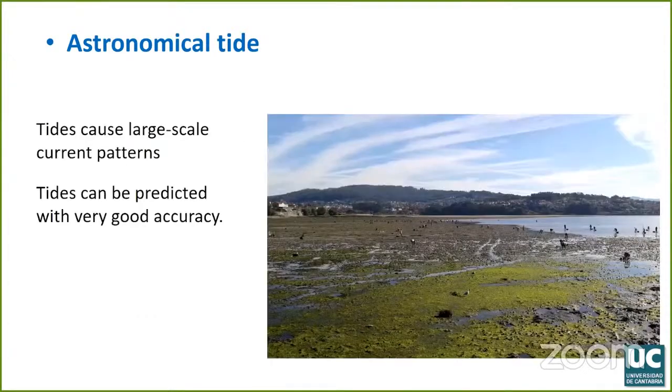Astronomical tides are often the defining water motion in coastal areas. Tides cause large-scale current patterns, sometimes with large velocities. For example, in the Bay of Fundy, we can find velocities of up to 5 meters per second, and they directly affect coastal morphology, navigation, fisheries, habitat, and recreational activity. Today, in contrast to the majority of coastal processes, tides can be predicted with a very good accuracy, for as many as 200 years in advance.